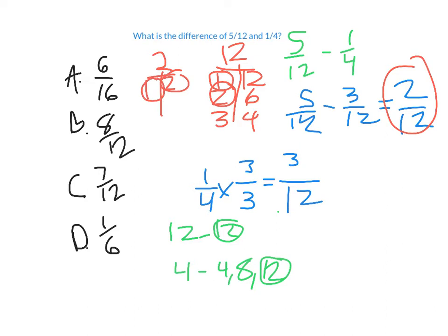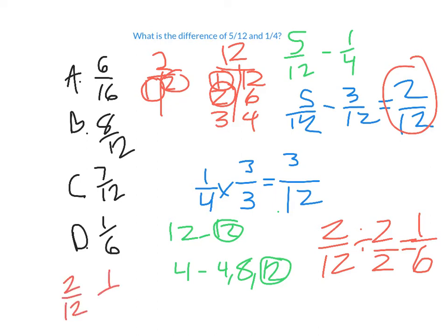My greatest common factor is 2, so I'm going to take my 2/12 and divide that by 2 over 2. Again, I'm dividing by 1, which changes the number but doesn't change the value. 2 divided by 2 is 1, 12 divided by 2 is 6, so I see 1/6. And then to double check that, I would do my cross multiply. I could do 2/12 and 1/6, cross multiply that. I've got 12 and 12, so I do know that they are equivalent fractions. So D, 1/6, is my correct response.